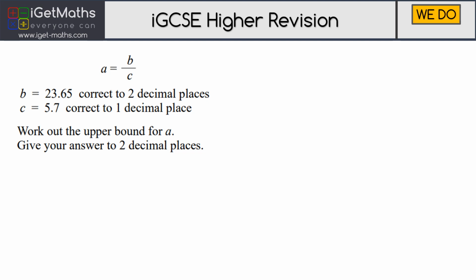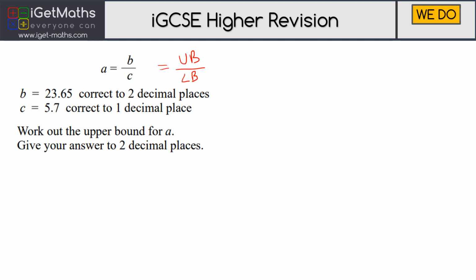Okay, B equals 23.65, correct to 2 decimal places. C equals 5.7, correct to 1 decimal place. Work out the upper bound for A, give your answer to 2 decimal places. So to get the upper bound of A, we want B to be the biggest it can be, so that's going to be the upper bound, and we want C to be the lowest it can be, so that's going to be the lower bound, and that will give us the biggest answer, or the upper bound for A.